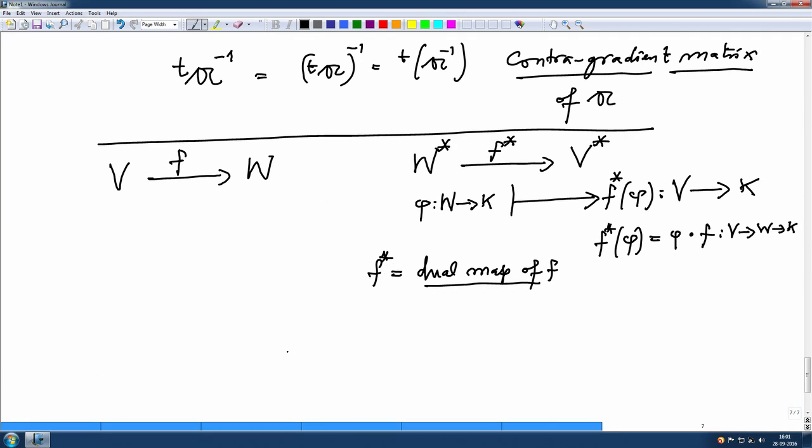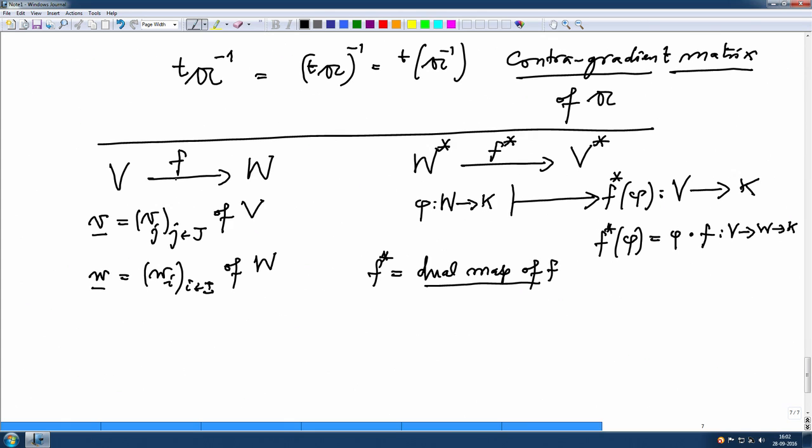So now the problem is, we know that if I am given a basis v_j, j in J, of V, and a basis w_i, i in I, of W, we are assuming both finite dimensional, so I, J are finite sets.